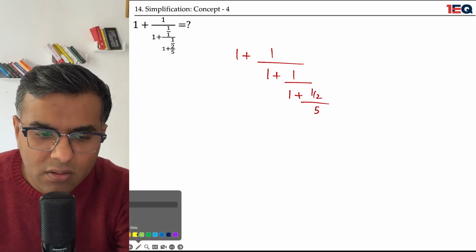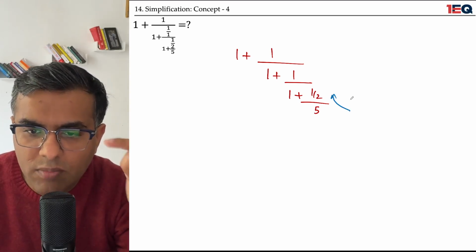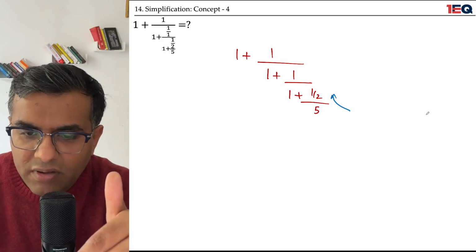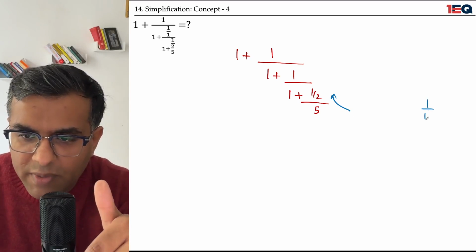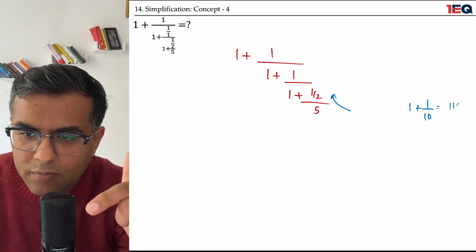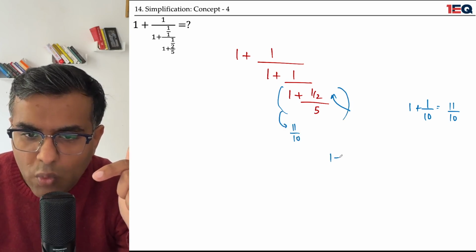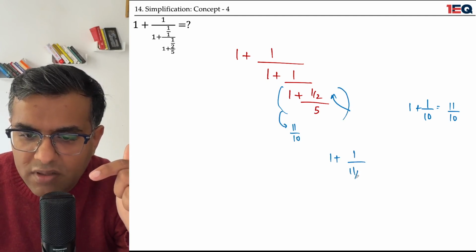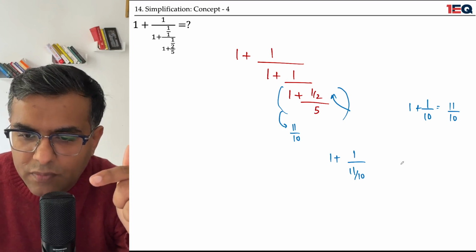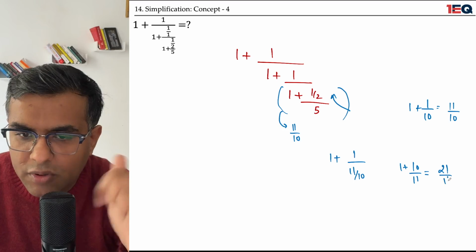Now I'll be moving and solving it with the help of the bottom up approach. Okay, the bottom up approach. So half into 5 would be 1 by 10 plus 1 would give me 11 by 10. Okay, so we have the value of this entire expression is equal to 11 upon 10. 1 plus 1 upon 11 by 10 comes out to be 1 plus 10 upon 11. Now 1 plus 10 upon 11 gives me 21 upon 11.